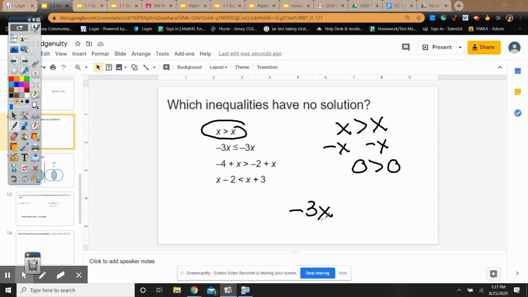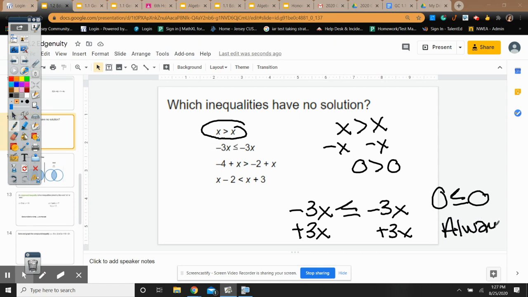Negative 3x less than or equal to negative 3x. Get your x's together. So add 3x, add 3x. Once again, you get 0 less than or equal to 0. That is a true statement. That is always true. That is all real numbers. That is infinitely many solutions. So not that guy.